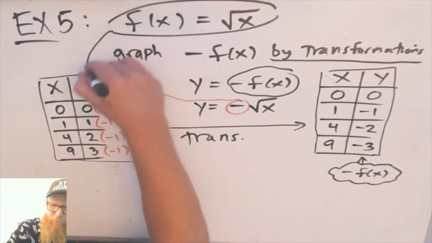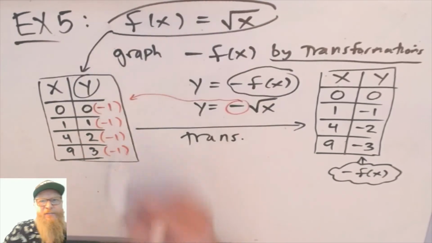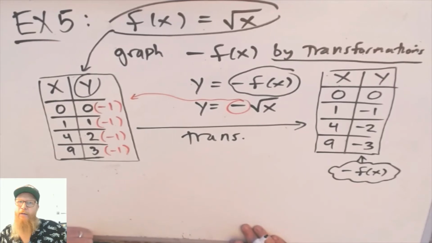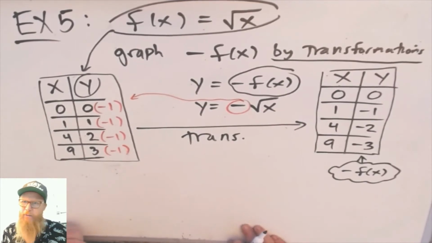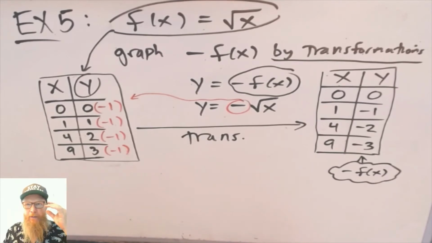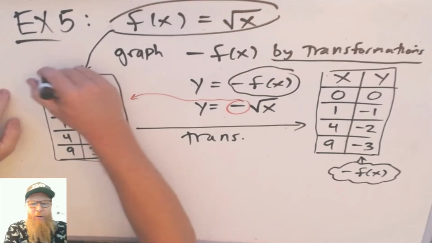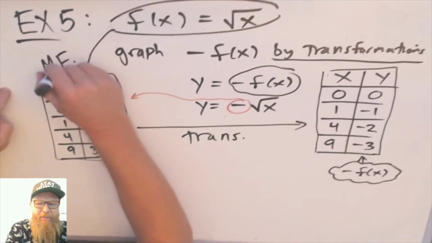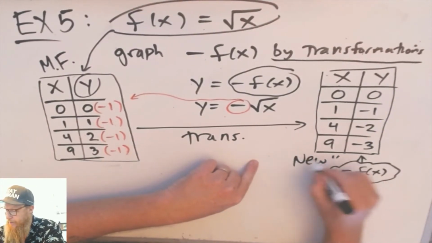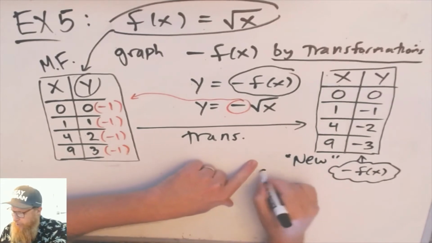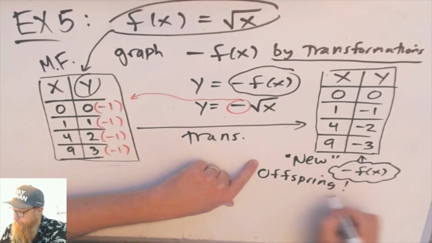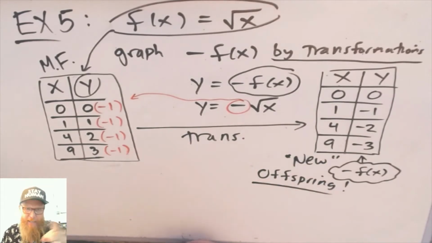This is your original f of x, square root of x. I've been on YouTube for too long. I'm starting to lose my mind here. Okay, again, I'm not going to graph the old function, the mother function. I'm only going to graph the new function. We sometimes refer to this as the offspring. Got to keep them separated.